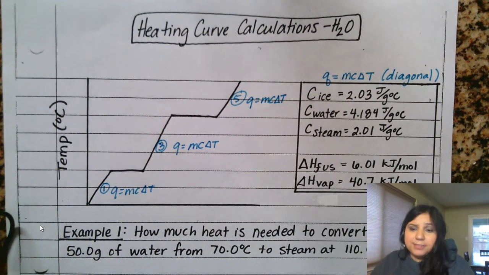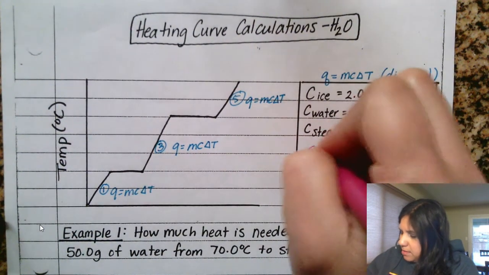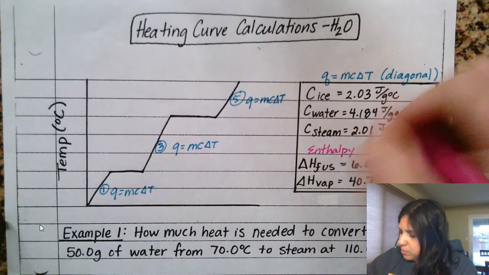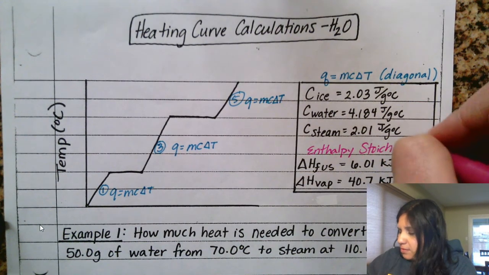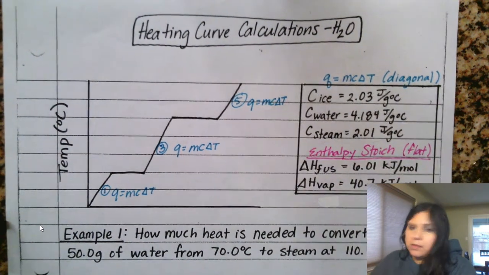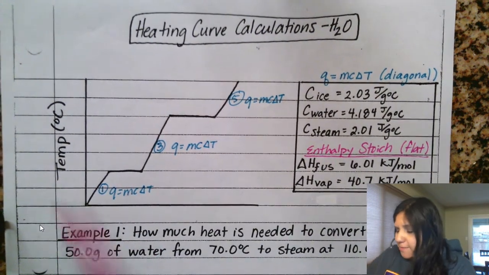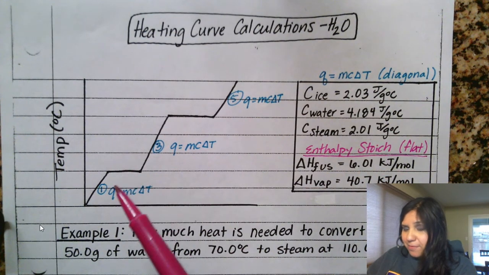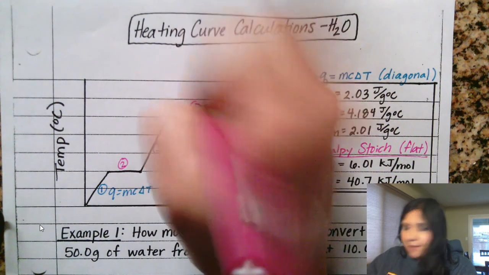All right, we actually have a different calculation to use when we are on the plateaus. And so what do we use? We use enthalpy stoichiometry. Let's write that, enthalpy stoich, when the lines are flat. So on the plateaus. So what does that mean? That means that yes, you do have a calculation to do for every single line segment. Remember that there are 5 of them. It just depends on the problem whether or not you have to do all 5.